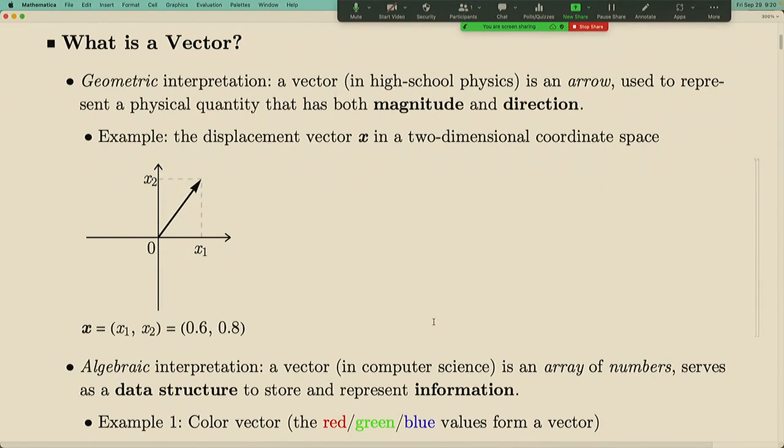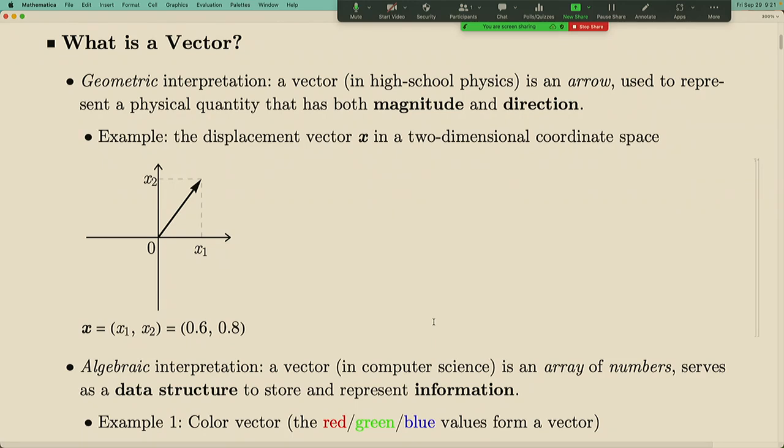OK, so since we are talking about vectors, let me first review what a vector is. Maybe you have already learned vectors in high school physics or in your previous courses. There are several interpretations of vectors. One way to think about a vector is called a geometric interpretation, which considers a vector, maybe in high school physics, like an arrow which has both a magnitude and a direction, right?